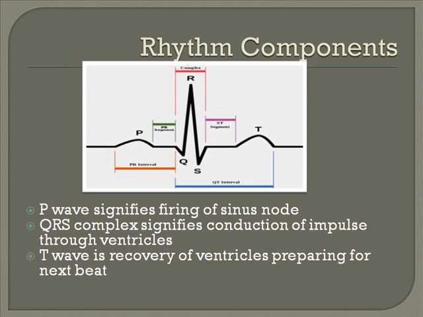So the time it takes from the beginning of the P wave to the beginning of the QRS is normally 0.12 seconds to 0.2 seconds. That's 3 to 5 small boxes in length. The time it takes to travel from the AV node down into the ventricles themselves is what tells us the width of the QRS complex.